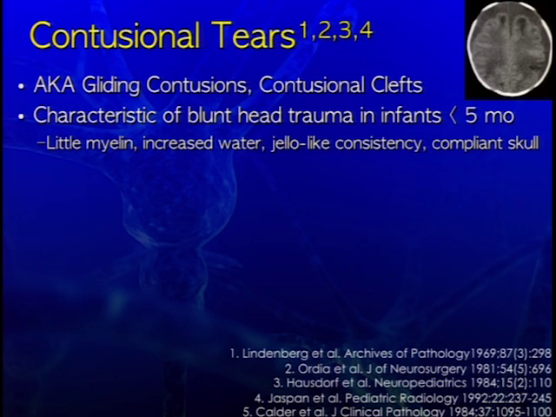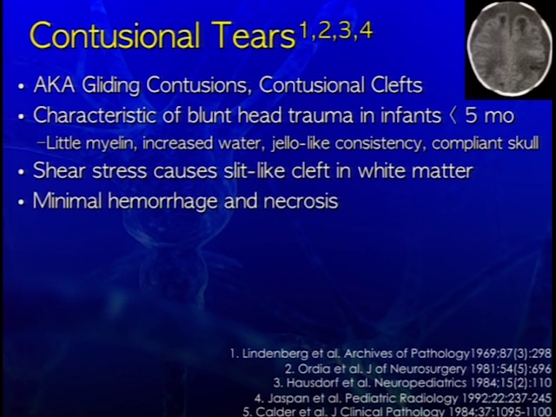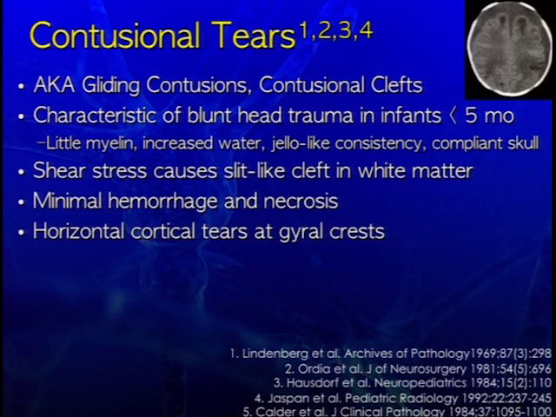It's thought to happen because there's little myelin, increased water, and a jello-like consistency of the brain with a very compliant skull. Shear stress causes these slit-like cavities to form in the white matter. There's minimal hemorrhage and necrosis, but once you put on susceptibility-weighted imaging or T2 gradient echo imaging, you can see a fair amount of hemorrhage associated with them, but that's not the predominant component. And they can be horizontal or cortical tears that extend into the gyral crest.